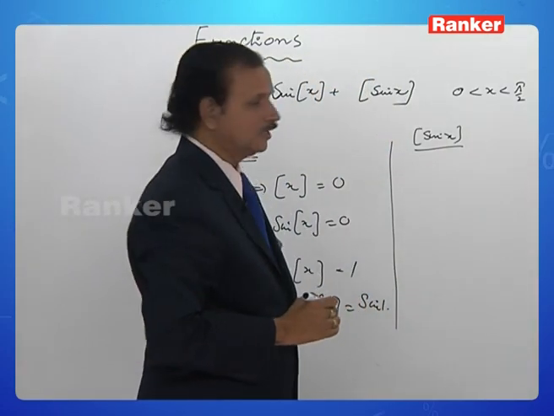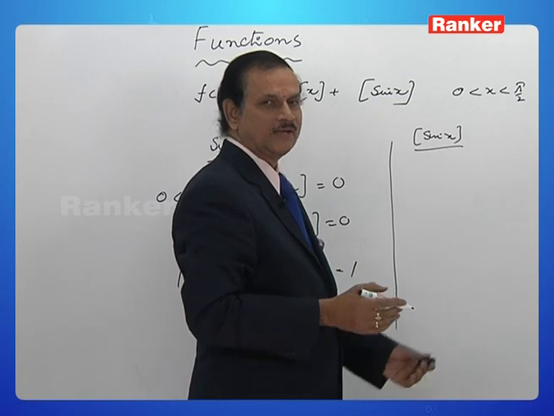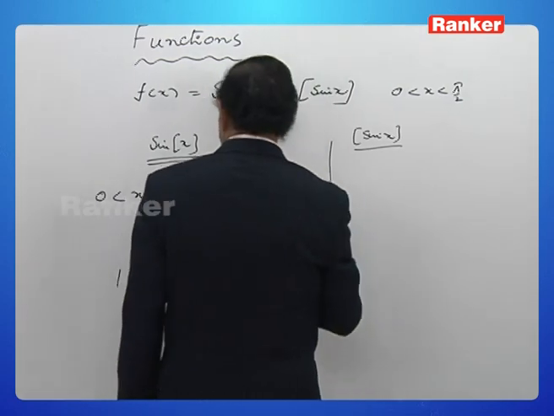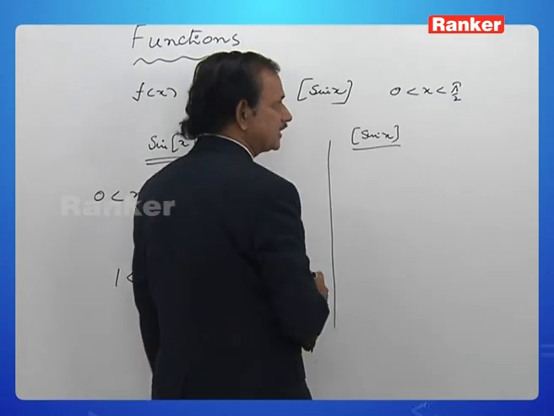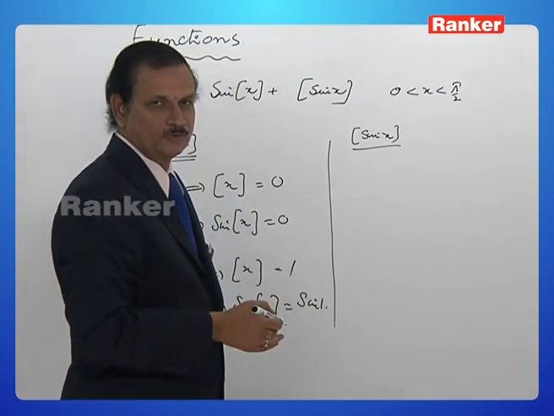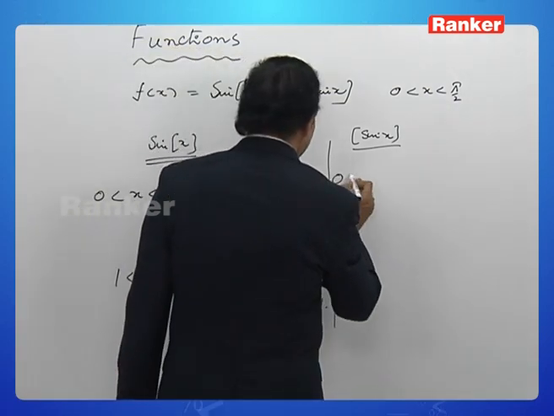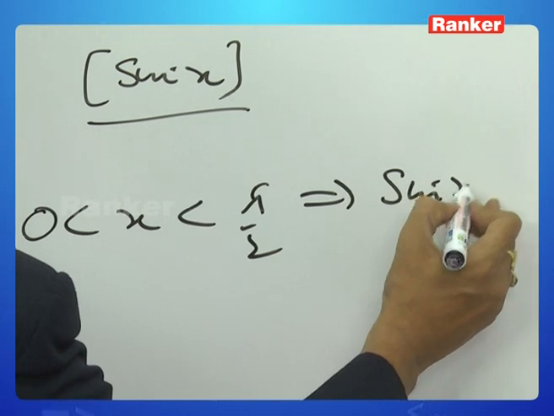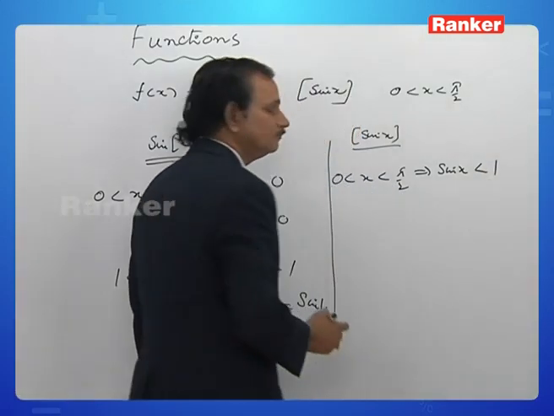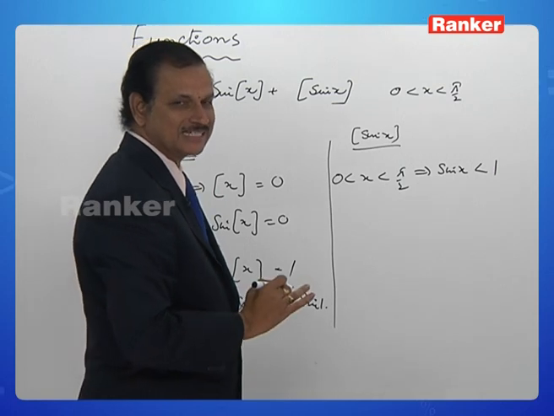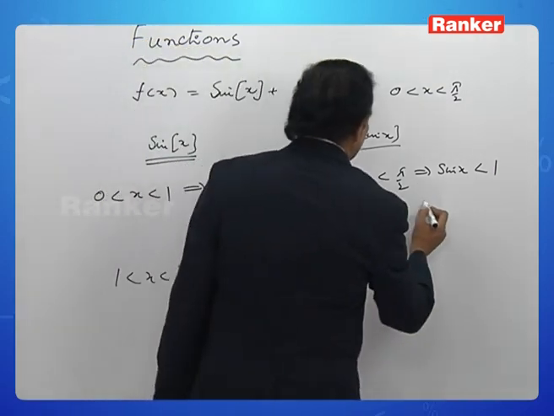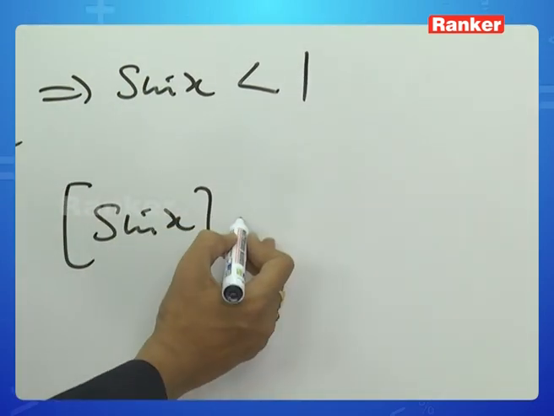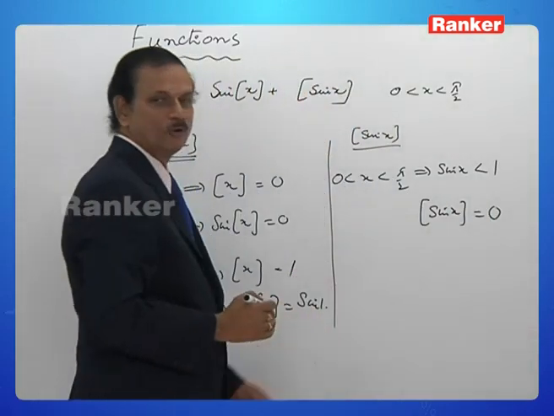Well, next, let us concentrate on the values of the integral part of sine x. We all know that sine x always lies between -1 and 1. And we are between 0 and pi by 2 only. x is restricted to lie between 0 and pi by 2, so directly we can consider 0 to pi by 2. In this case, sine x is less than 1, not less than or equal to 1, sine x is less than 1. This implies the integral part of sine x is positive and less than 1. So, the integral part of sine x is 0 in both the cases.